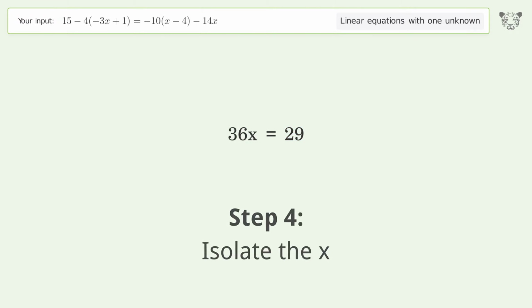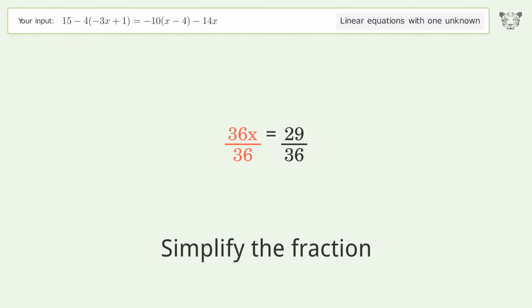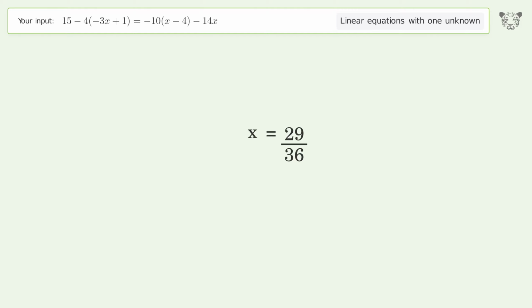Isolate the x. Divide both sides by 36. Simplify the fraction. And so the final result is x equals 29/36.